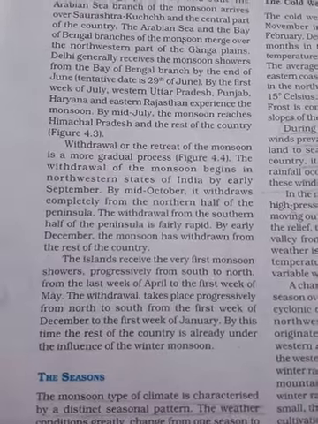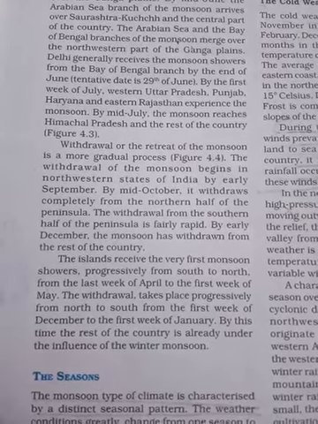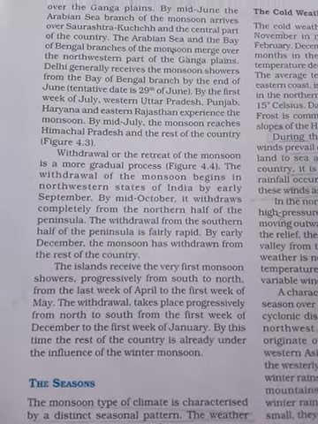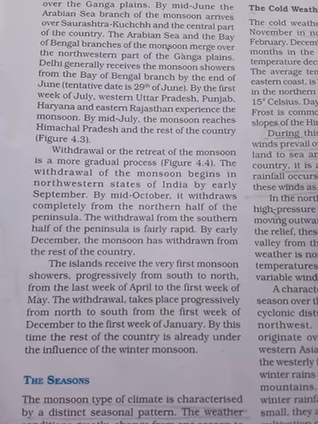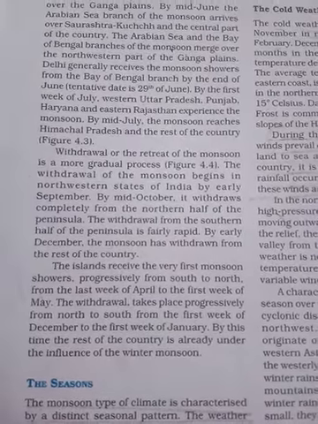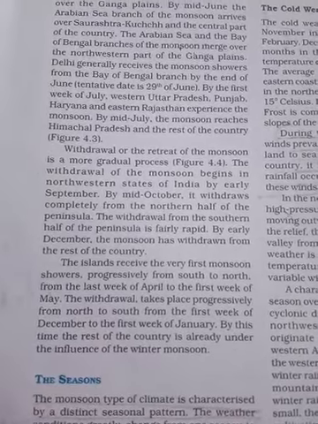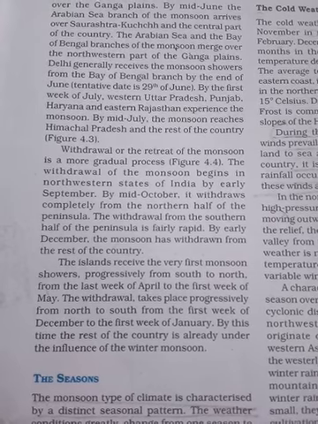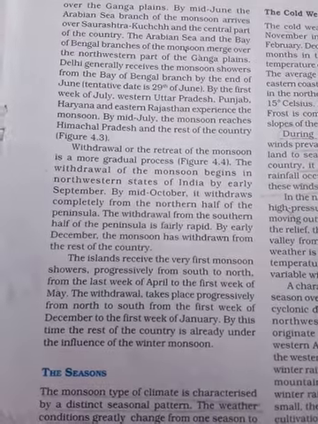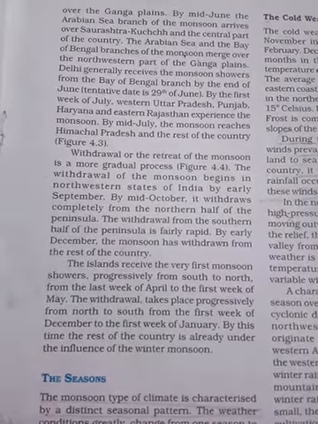In the island area, the withdrawal takes place progressively from north to south. That means withdrawal takes place from north to south. So that is the difference. Advancing takes place from south to north, and withdrawal takes place from north to south. It is from the first week of December to January. That means the withdrawal takes place in the island from December to the first week of January.